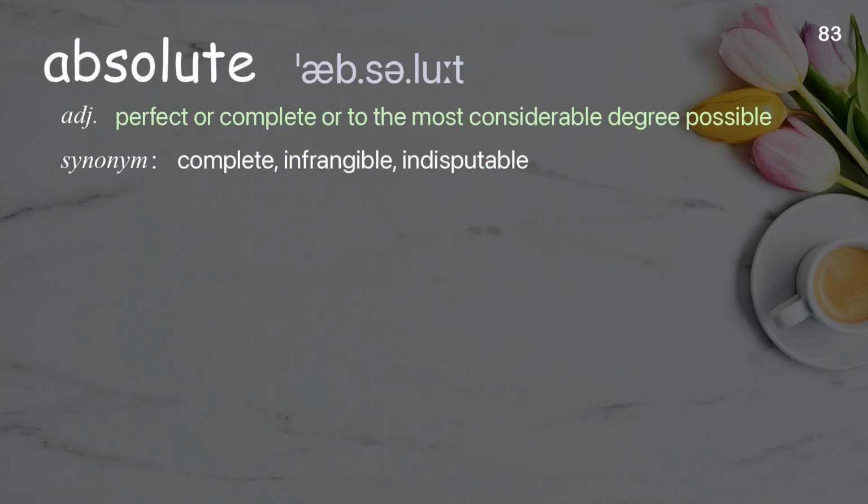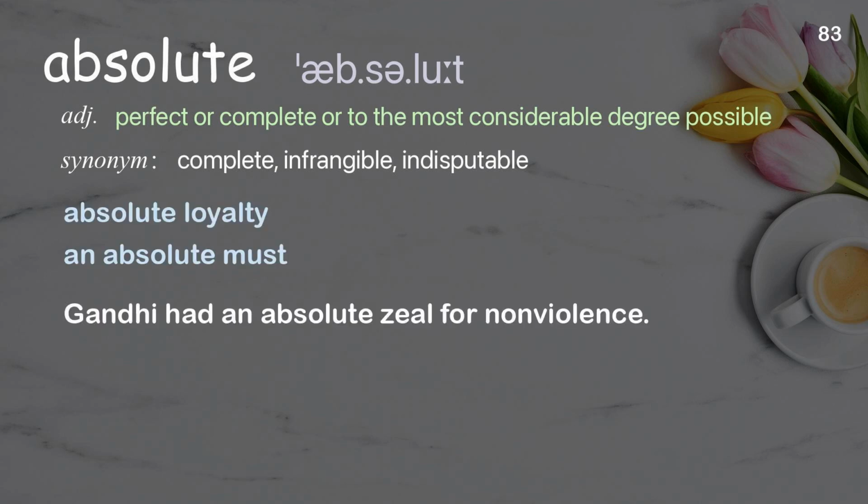Absolute. Perfect or complete, or to the greatest degree possible. Examples: Absolute loyalty. An absolute must. Gandhi had an absolute zeal for nonviolence.